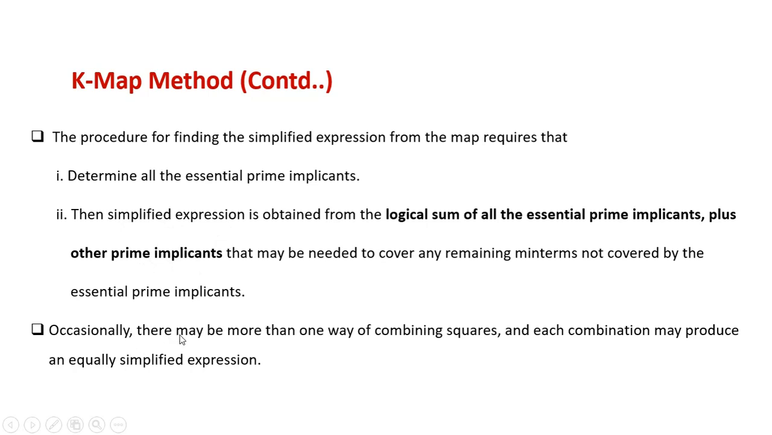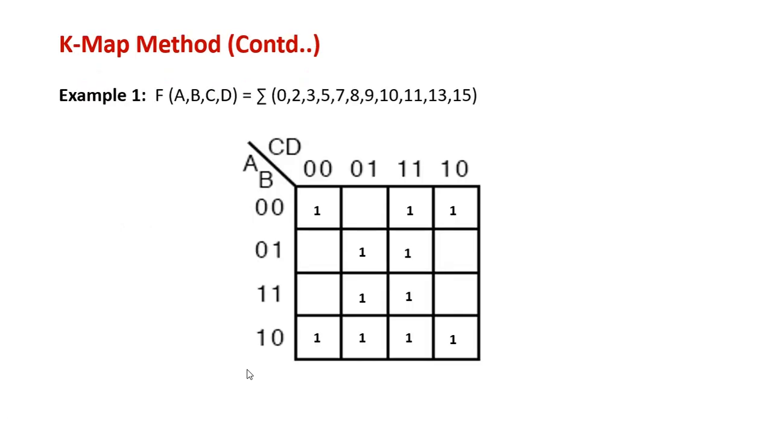You will find that in some cases there may be more than one way of combining squares, and the combination may produce an equally simplified expression. So the solution of a K-map is not unique, we can say. We can have two or more simplified expressions.